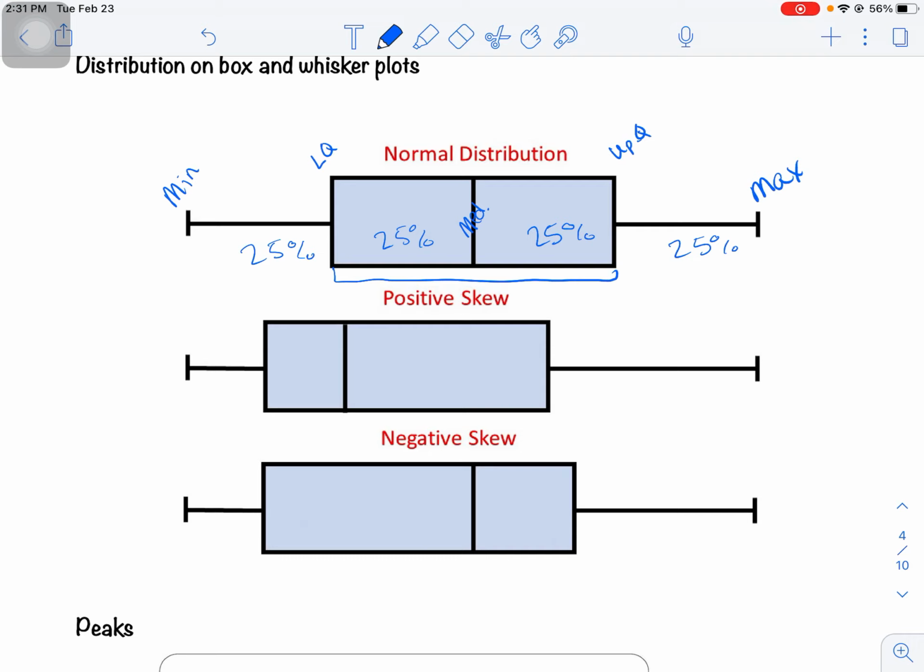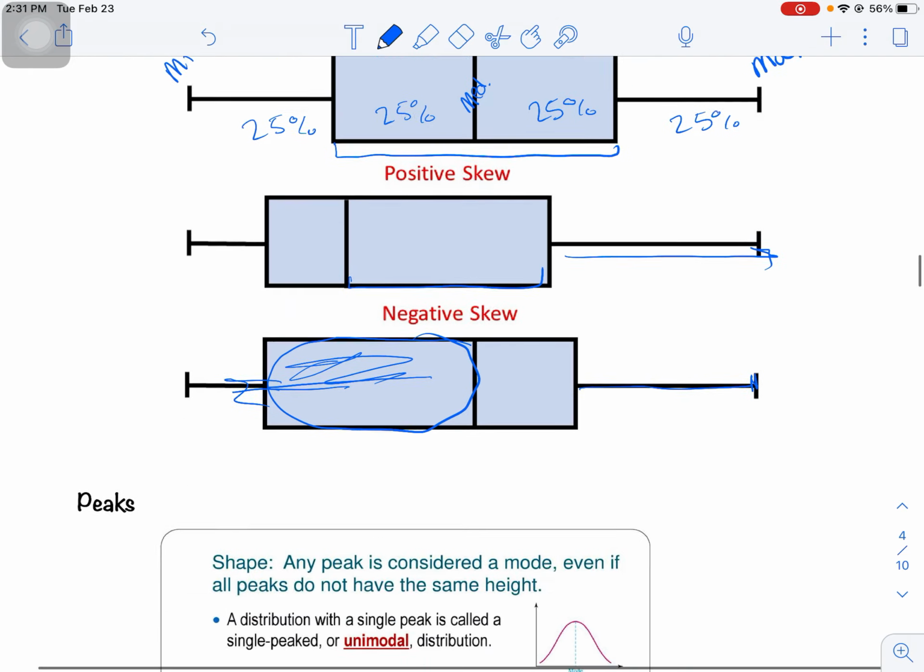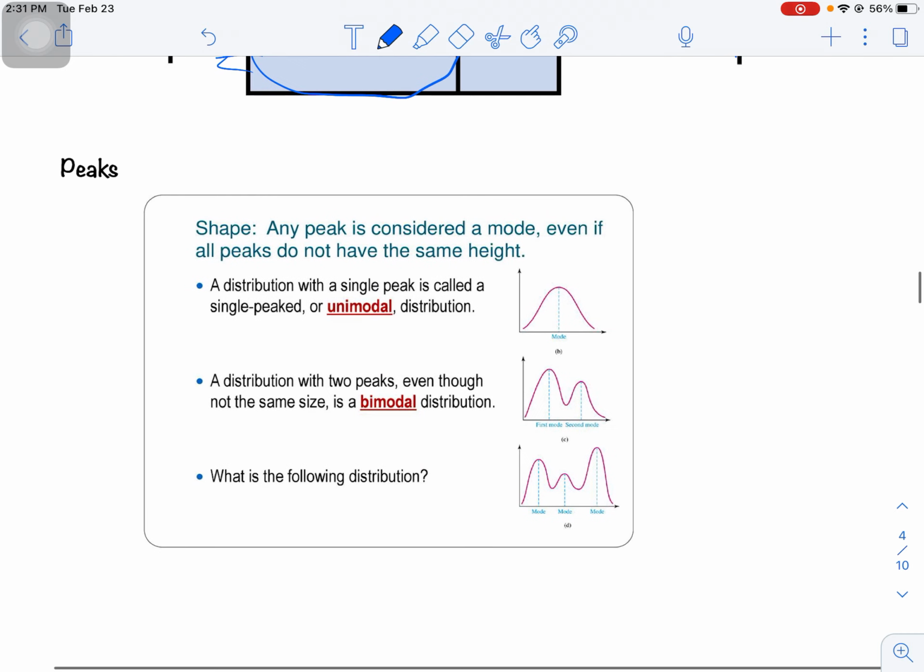So a box and whisker that's positively skewed, this box is a little bigger, and we've got a whisker sticking out further than the other. Whereas a negative skew, our second quartile area is bigger. Even though this little whisker out here, it's the box that we're looking at, it's bigger, so it's pulling this data this way.